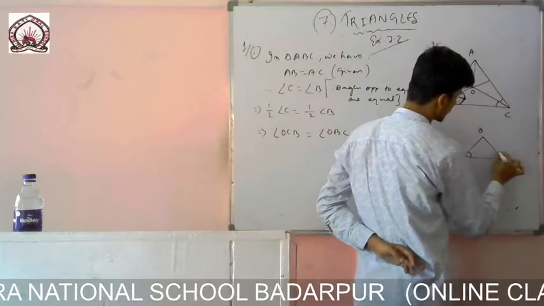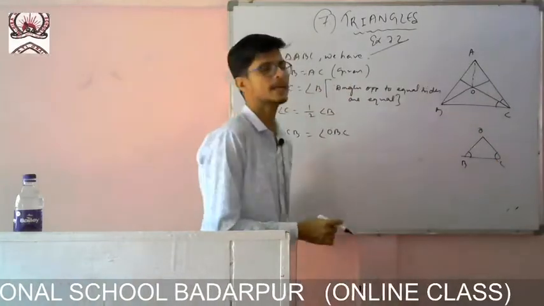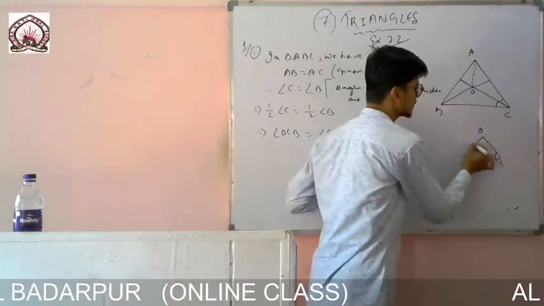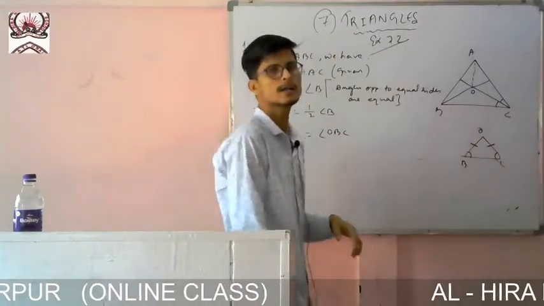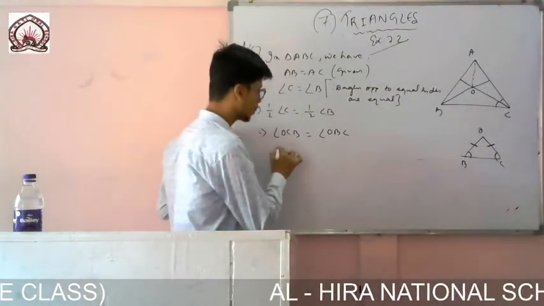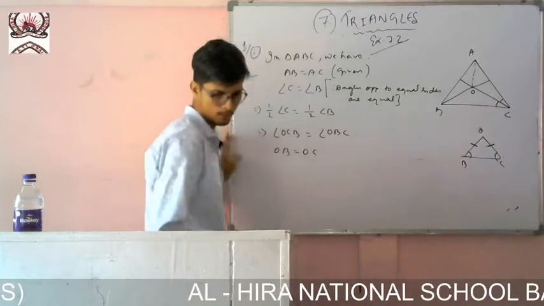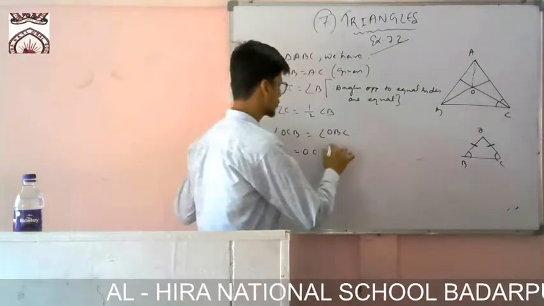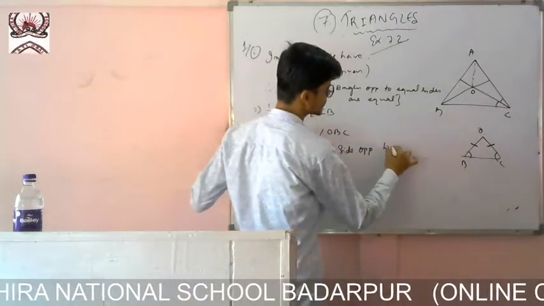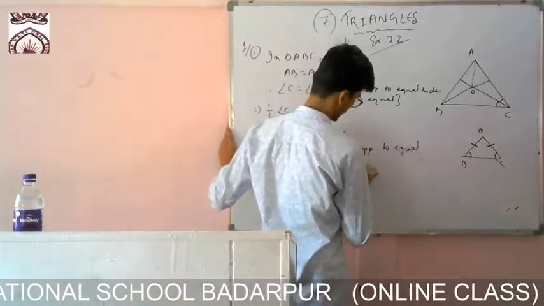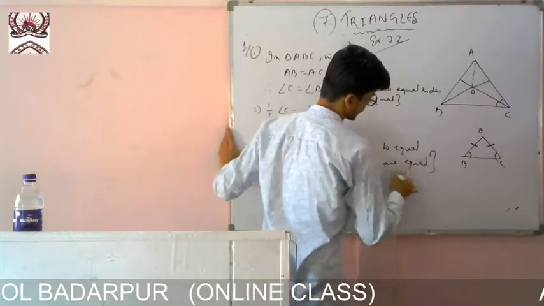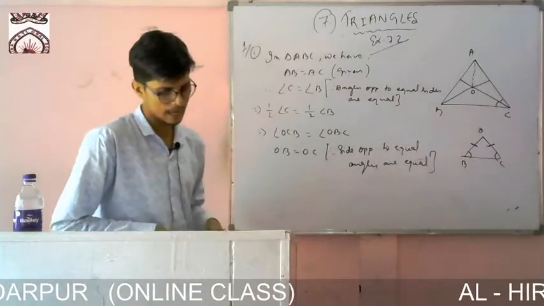Just now we have shown that these two angles are equal. If the base angles are equal, then I can say that the sides are also equal, because just now we have proved this one. So I can write, therefore OB is equal to OC, and the reason will be: side opposite to equal angles are equal.